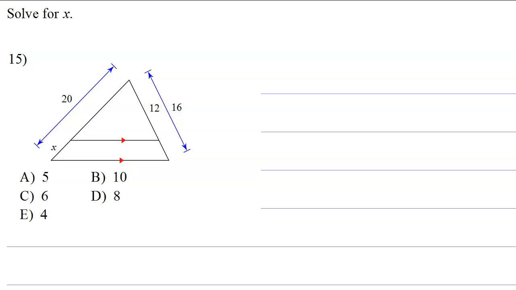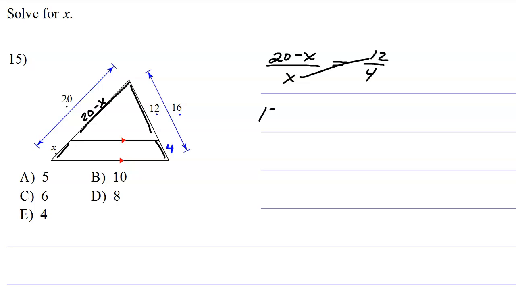All right, number 15. So it looks like another side splitter here. Looking at the right side, I have 16, take away 12, so that'll give me 4. Over here, depending on how I want to do it, I could set it up as 20 minus x to at least have a name for that piece. If you want to do it traditional, you could set it up 20 minus x, which is this part, over this piece, equals 12 over 4. So that's one way. Let's just keep going here.